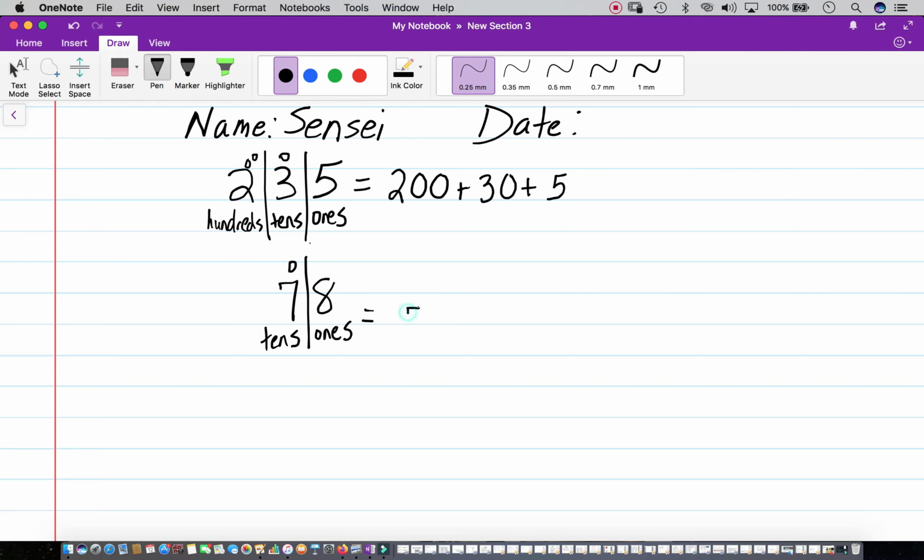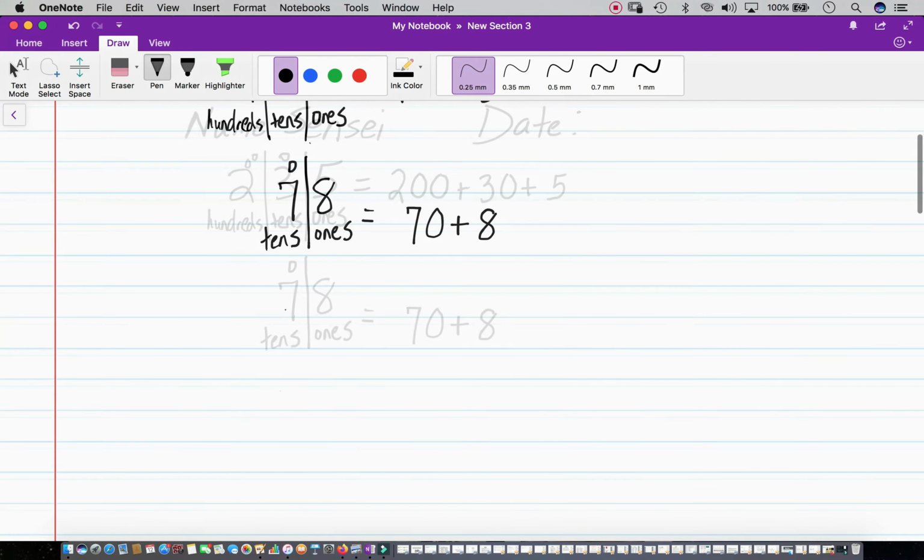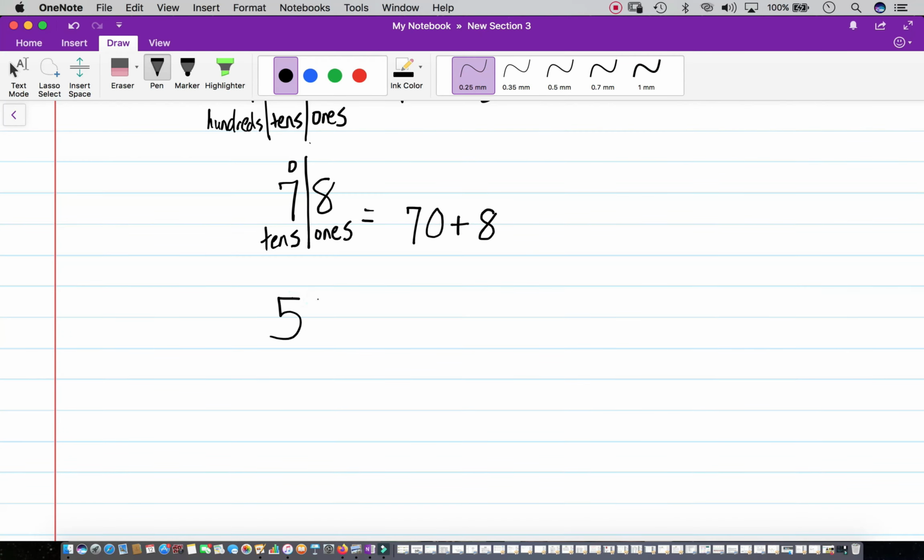Good. So that's 70 plus, and I have 8 ones. So that will become 8. Good. And I don't have any more digits, so I can add a 0 to my ones place. Good job. What about this number? Write that down. Can you say this number out loud?